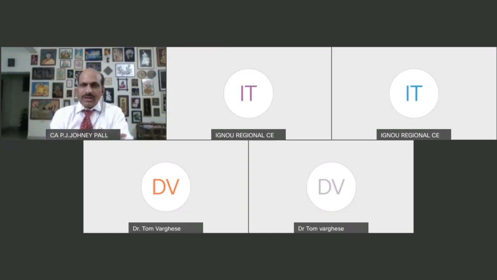A cost sheet is a statement showing various components of costs, starting with the prime cost, and we have cost of production, cost of goods sold, cost of sales, and selling price, and say the profit margin. Now let us consider a manufacturing unit. In that manufacturing unit, we have opening stock of raw material, purchase of raw material, we have closing stock of raw material.